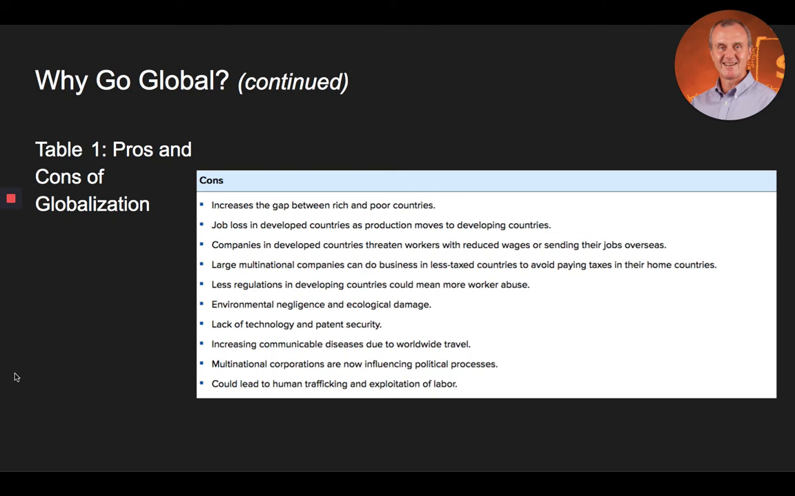So, in summary, I'm talking about why to go global. Going global allows an organization to compete by taking advantage of lower cost resources while looking for new markets, partnerships, and manufacturing economies of scale for its products and services. The drawbacks to globalization include the elimination of a large number of blue-collar jobs in the United States that went to other, lower-cost countries, the avoidance of paying taxes by large multinational companies by doing business in less tax countries, a possible increase in worker abuse in other countries due to there being fewer regulations, and finally, the increasing wealth gap between rich and poor countries.